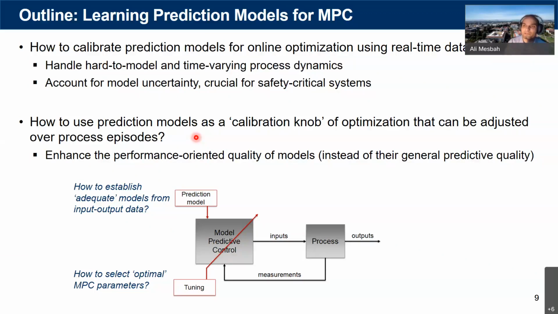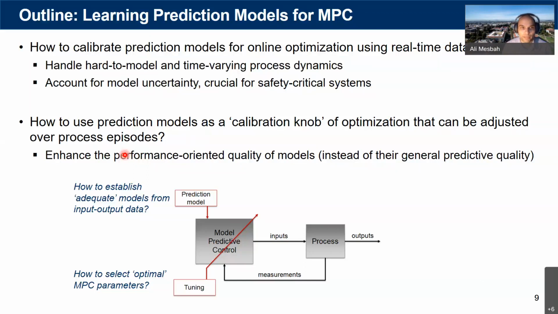So here, from passive learning methods in the first approach, we're moving toward active learning approaches, where the idea is to focus on the performance-oriented quality of the models. So as opposed to learning models that have a good general predictive capability, we want to tune our models toward their intended applications. And in this talk, the focus would be on control-oriented performance of the models. So these are the two topics that I would like to share with you today.